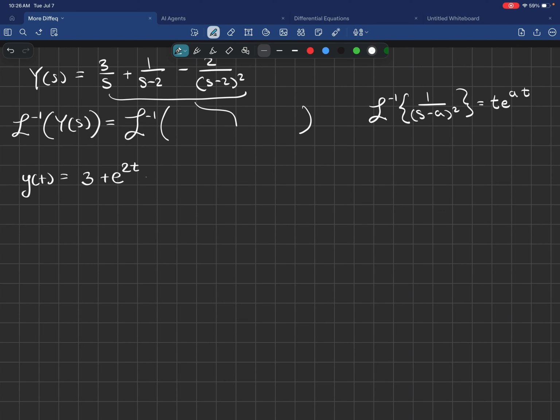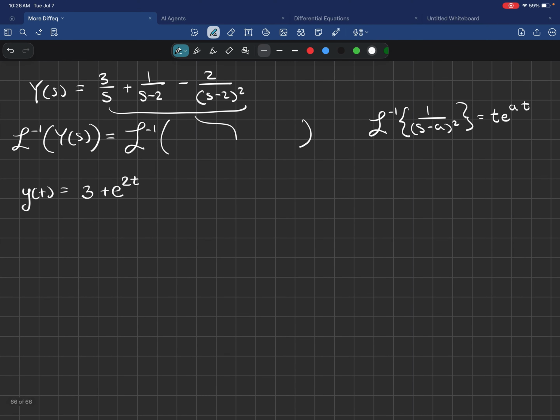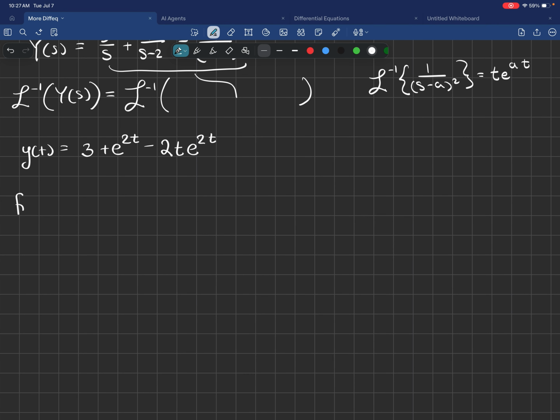So this means that this is going to be minus, and again we're going to bring down this constant. And so we have the t, and then our a here is just going to be 2. So it's going to be e to the 2t. Putting it all together, the final solution to our initial value problem is y of t equals 3 plus e to the 2t minus 2t e to the 2t.